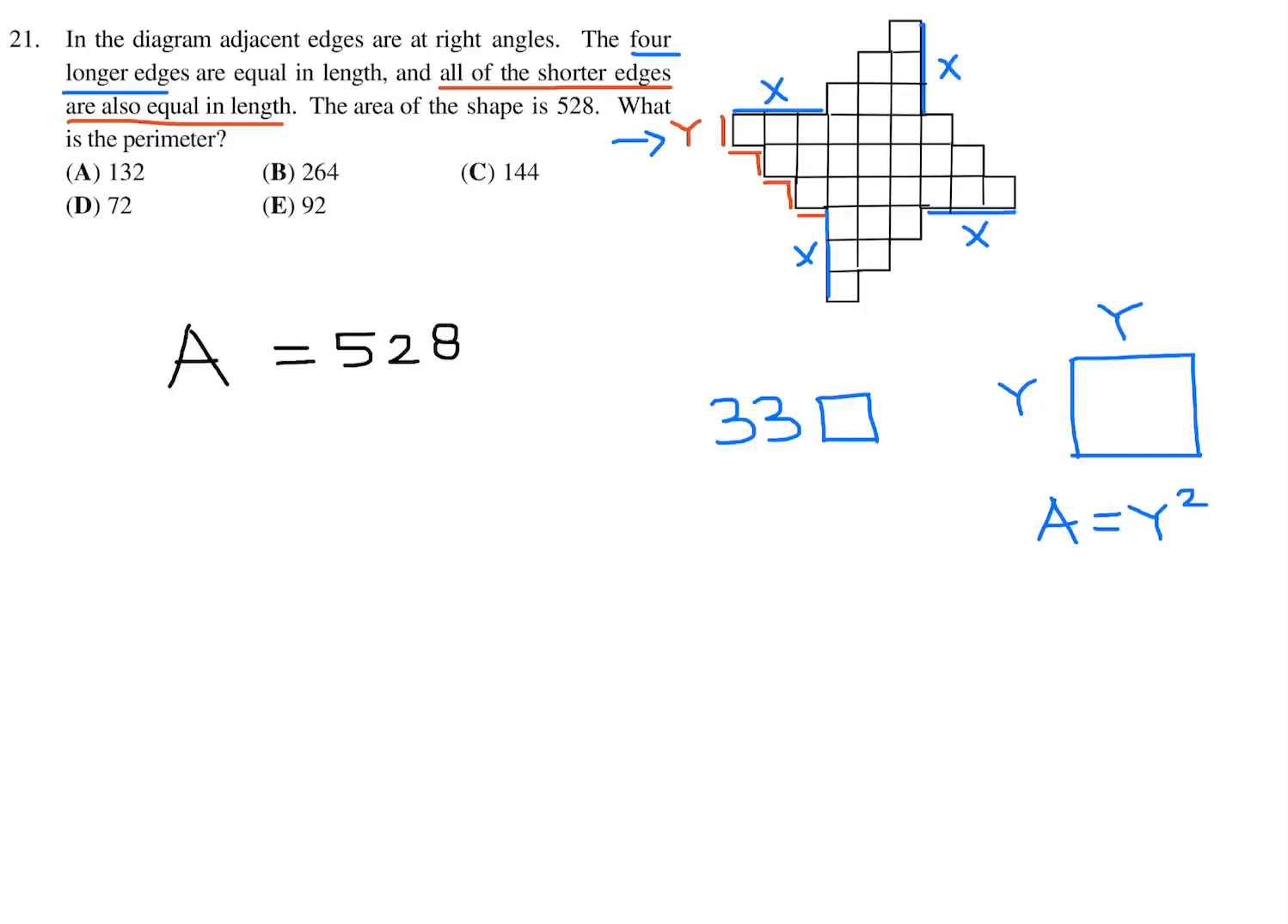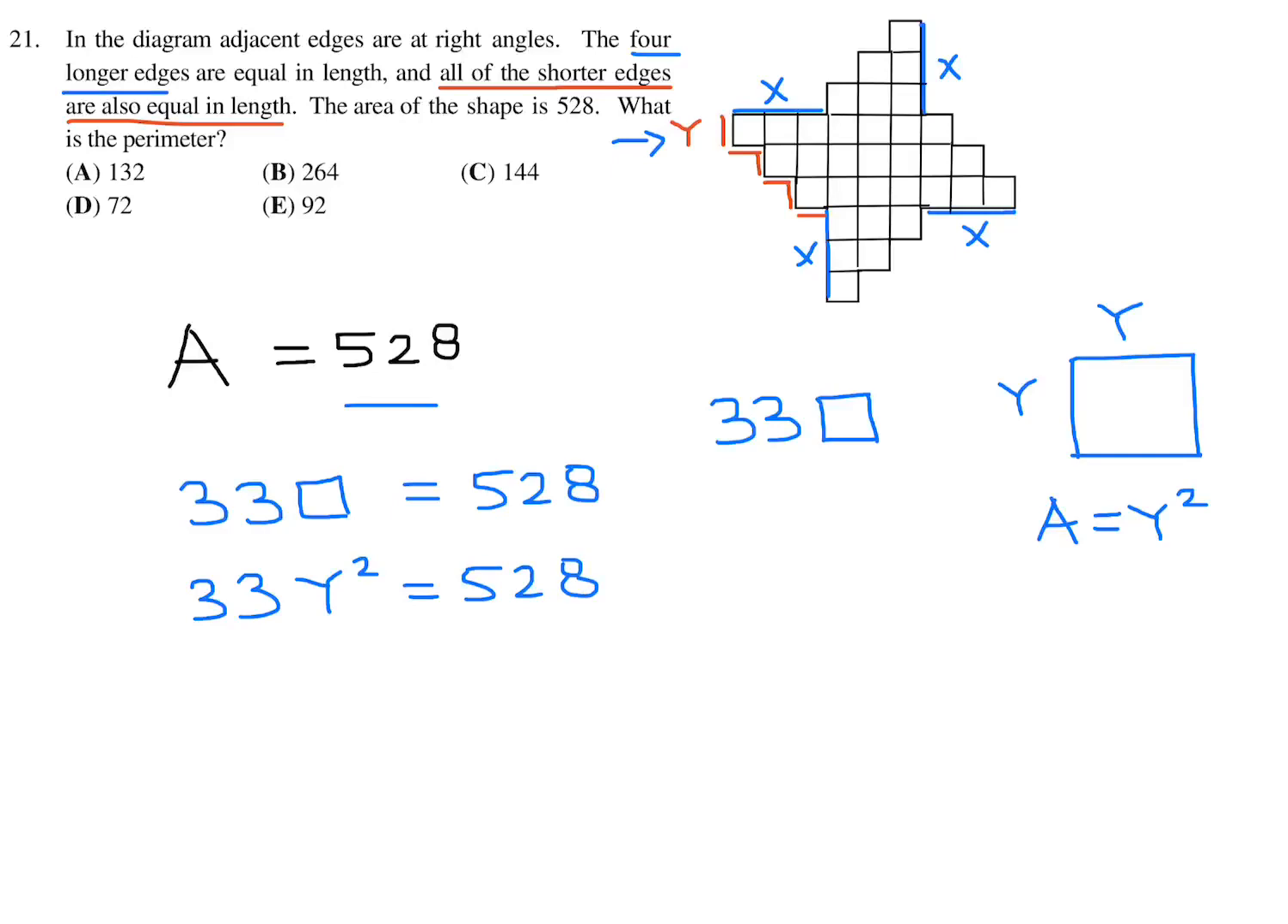So we can combine all of this information. We have 33 squares, total area is 528, and the area of one square is y squared, so therefore 33 times y squared is equal to 528. So solving for this, we get 528 over 33, and y squared therefore is 16, and y is 4.